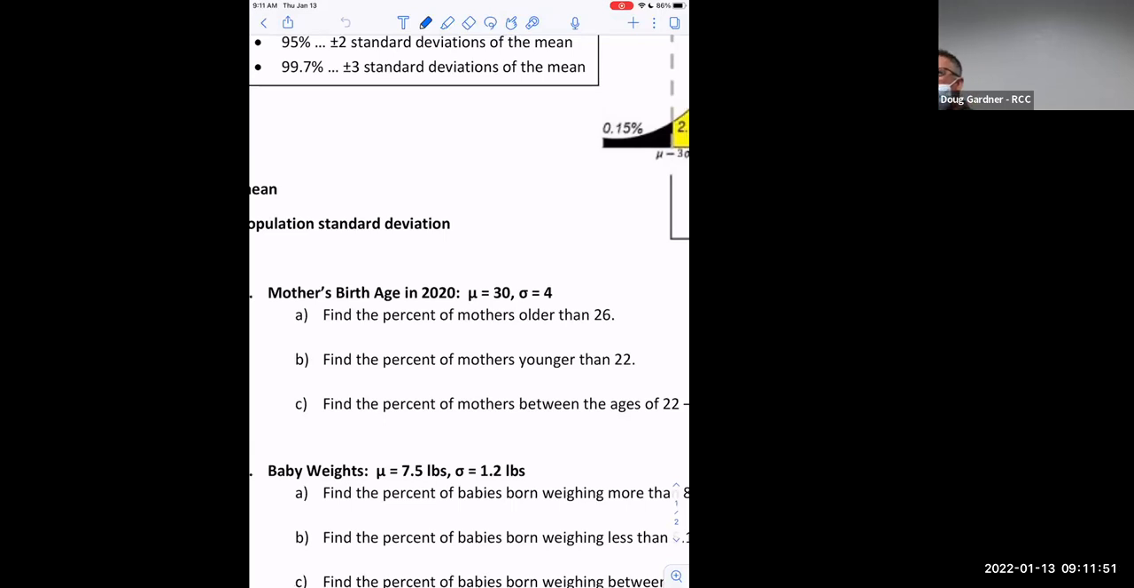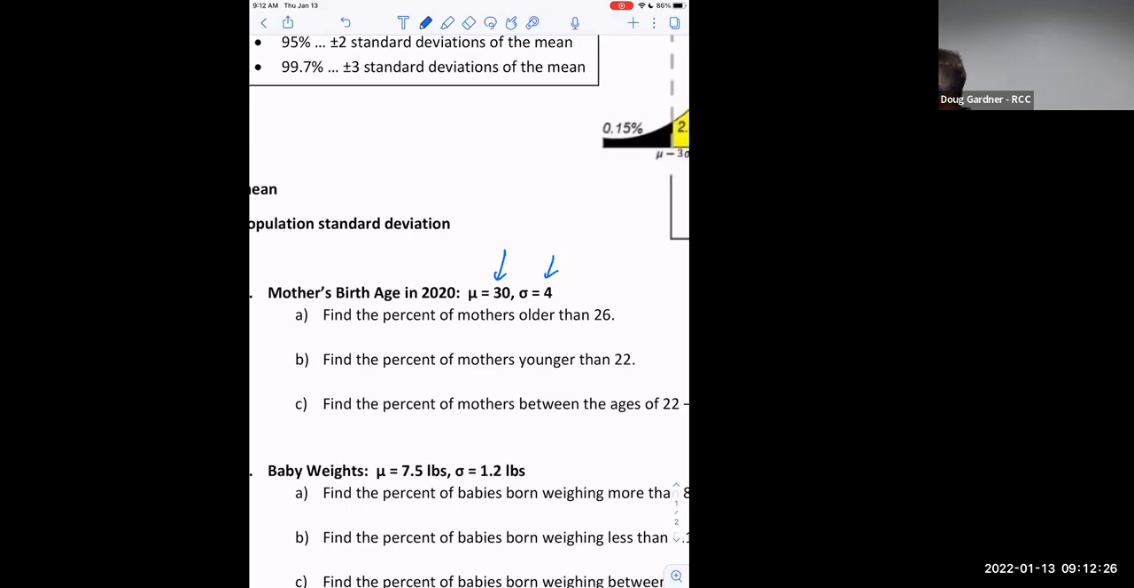So in America, I looked this up, mother's birth age in 2020, let's say that's 30. Notice I said mu is 30, which means that's the population standard deviation when mothers gave birth, it was 30 years old. So again, that must mean that there were 27, 28-year-olds, but then also 32 and 33-year-olds, right? But the standard deviation was 4.